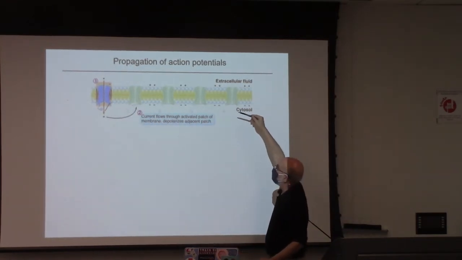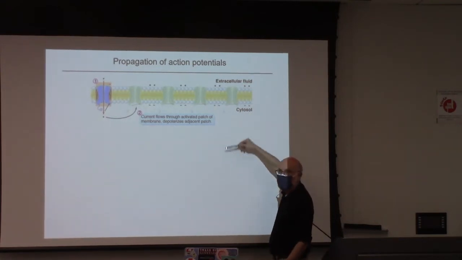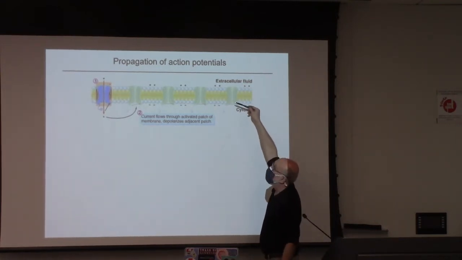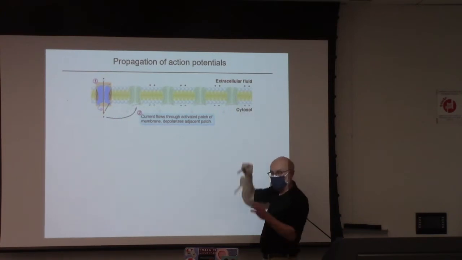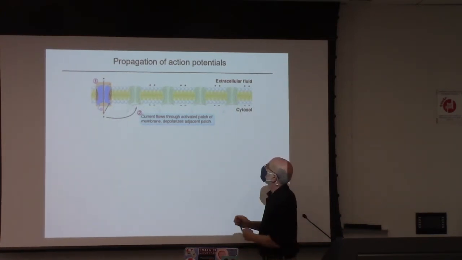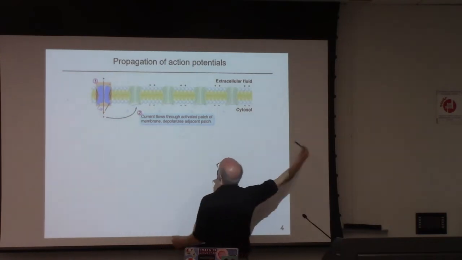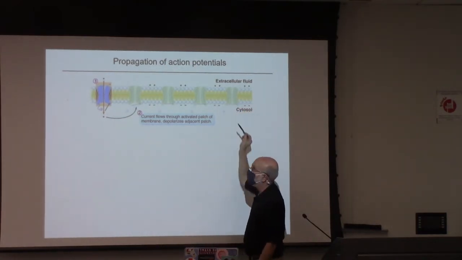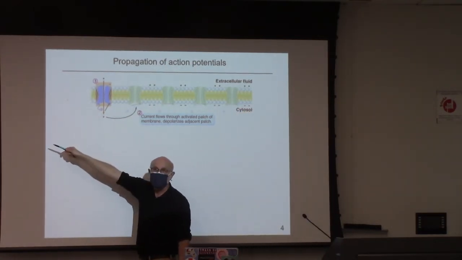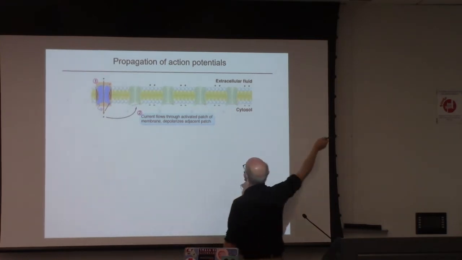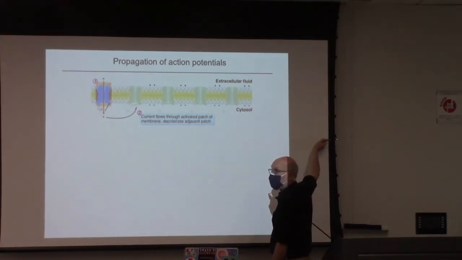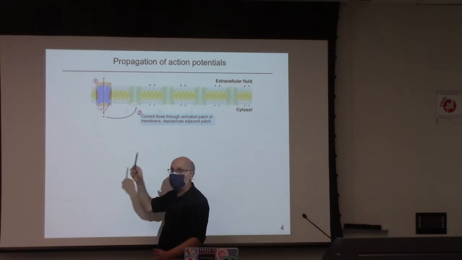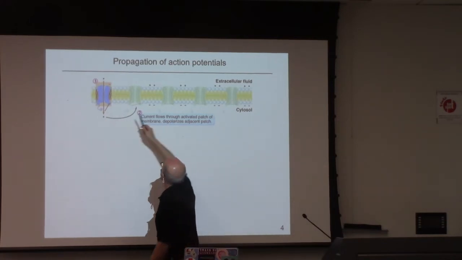This is one membrane. So remember, this is a tube, and we're just looking at one piece of it. So the tube is running this way, and this is one membrane. The axon hillock is over there, and the presynaptic terminal that it's going to is over here. And we're now going to talk about how an action potential gets from here to here.